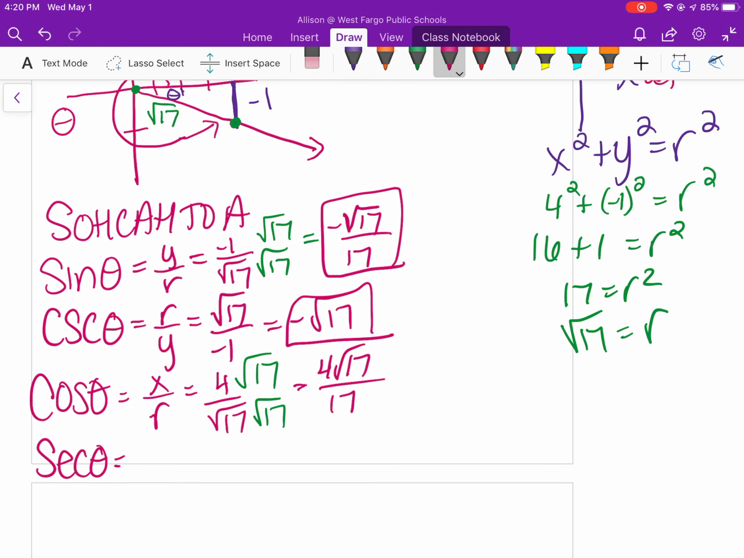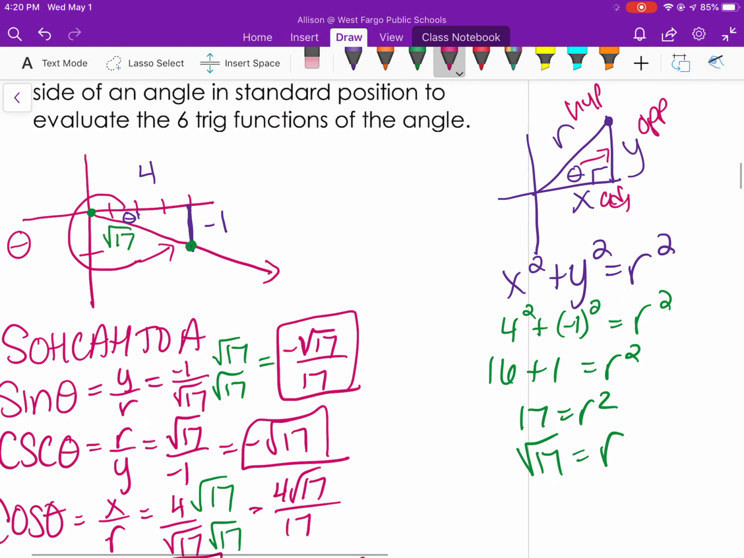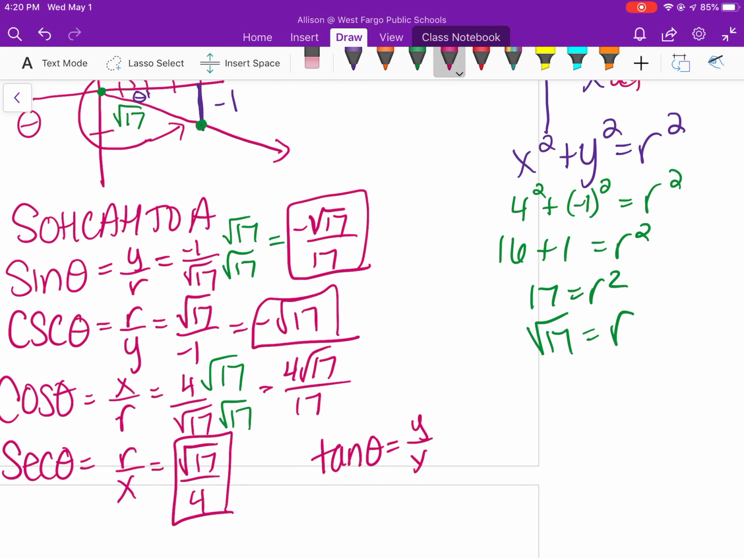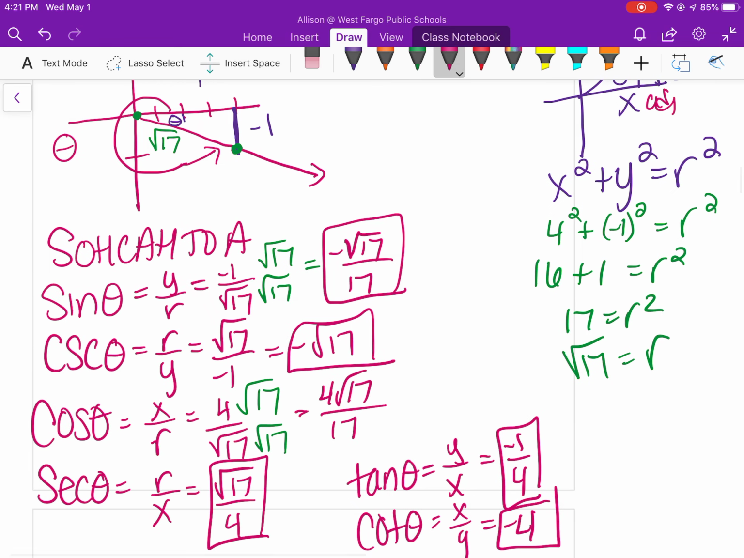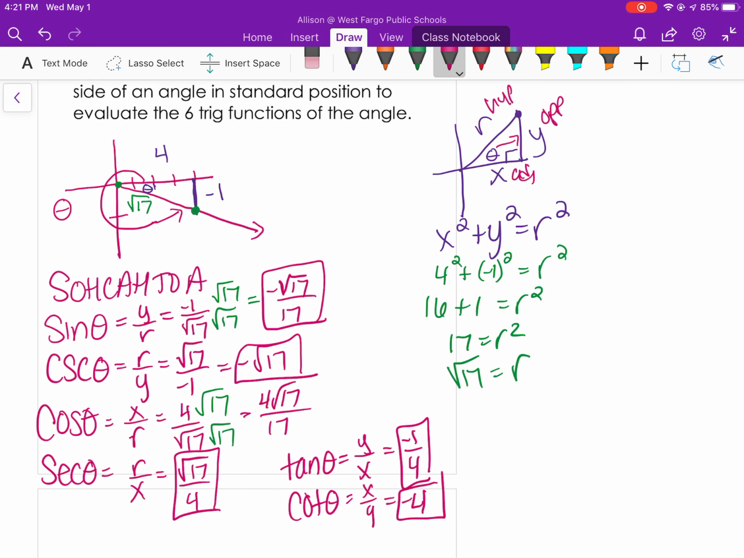Secant of theta is r over x. So that'll be the square root of 17 over 4. That can't be simplified anymore. Tangent of theta is opposite over adjacent. So that's y over x, which y was -1 and x was 4, so -1/4. And cotangent is x over y, which is -4 over 1, or -4. So that's that example.